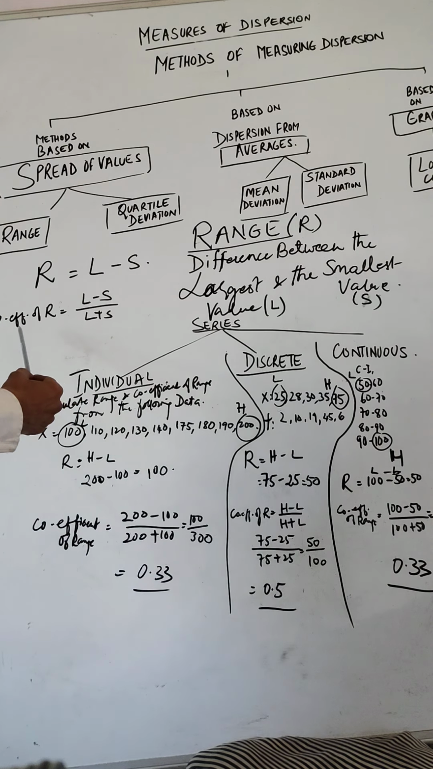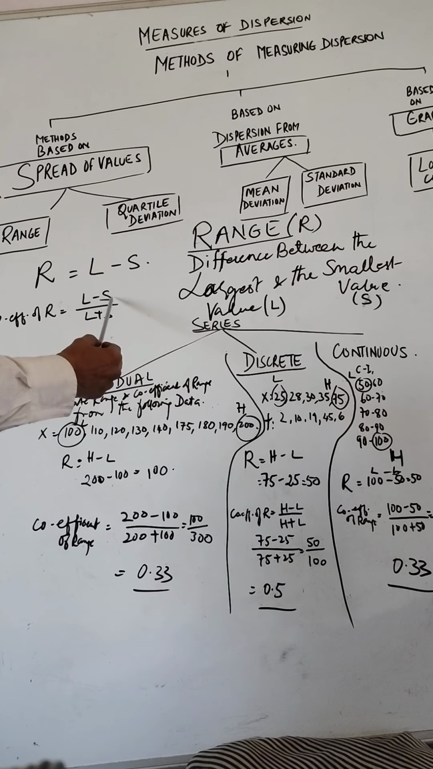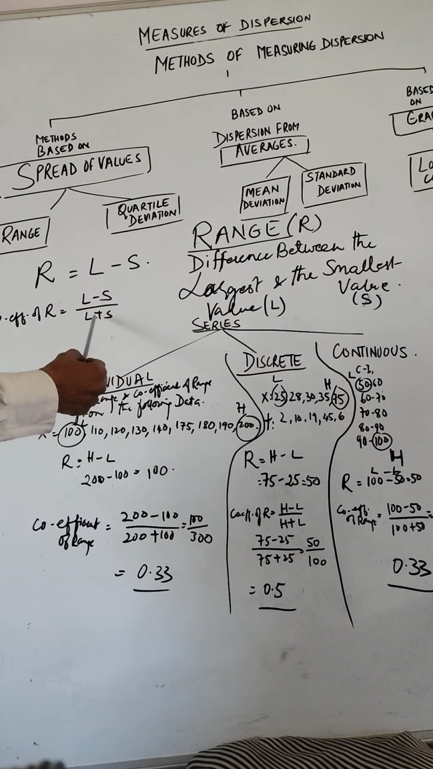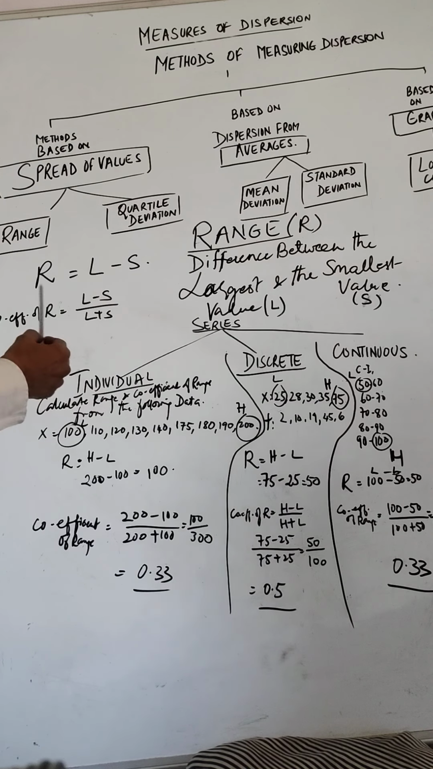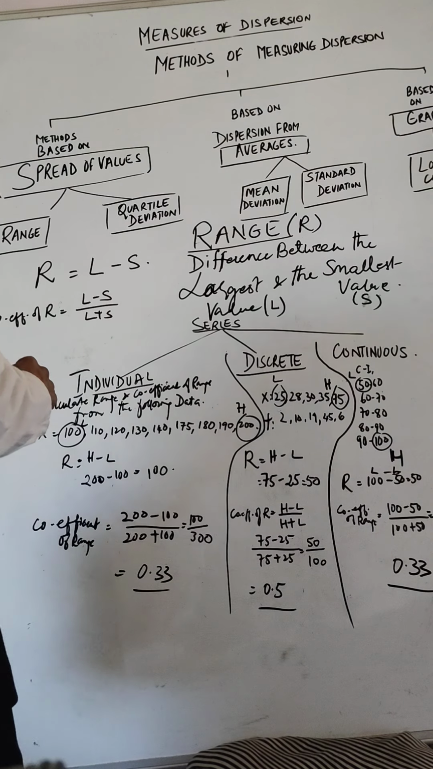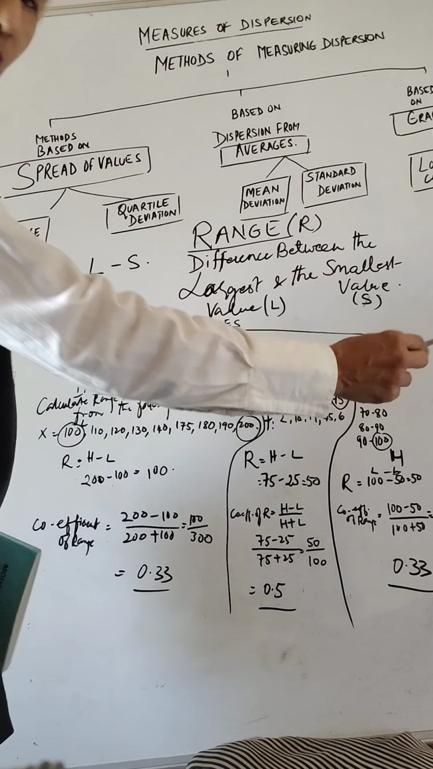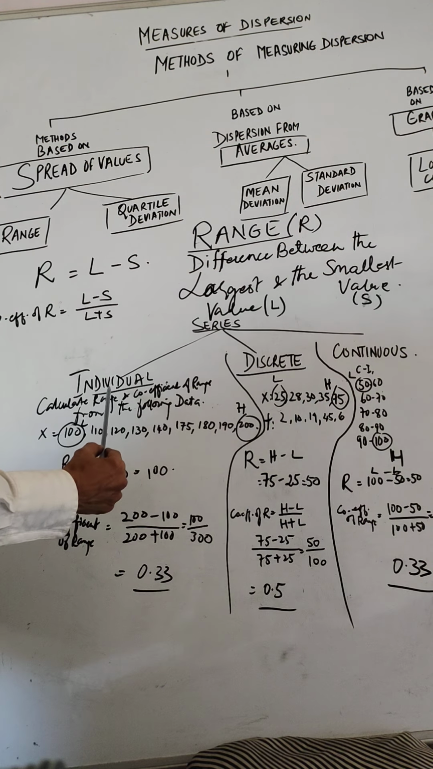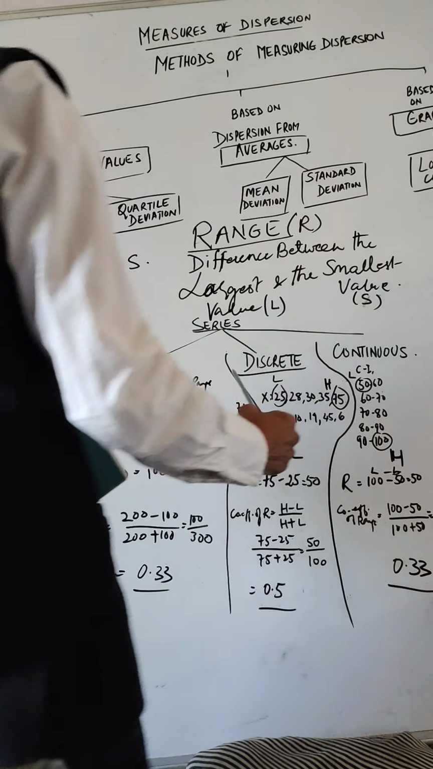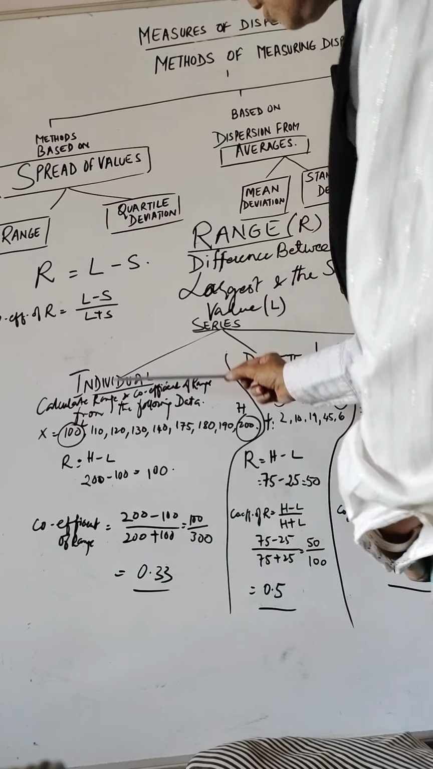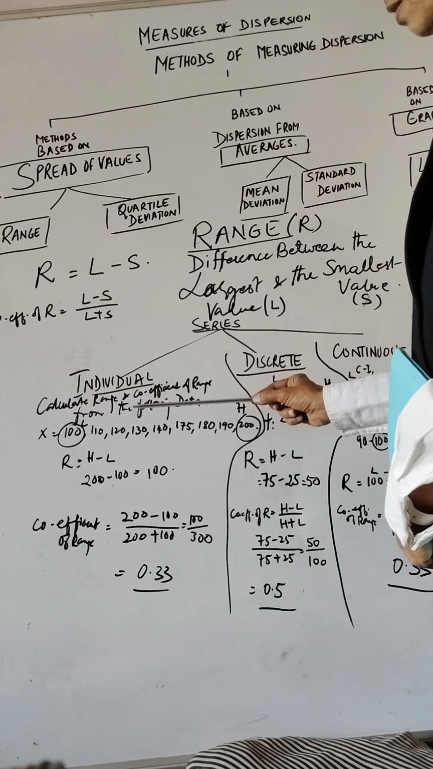And what is the coefficient of range? It is the largest value minus the smallest value in the series, divided by the largest value plus the smallest value. You get the coefficient of range. Now this formula goes for all the three series. I'm talking about the individual series, the discrete series, and also the continuous series. Now let's just take the individual series.